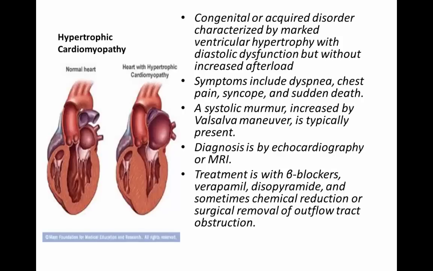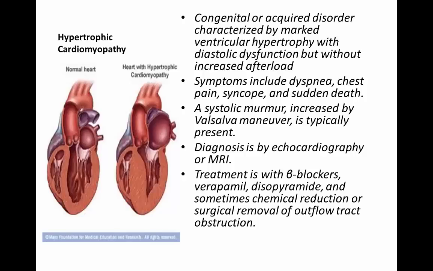Now let's talk briefly about the different types of cardiomyopathies, pericarditis, myocarditis, and endocarditis. I already posted a video presentation on them, but let's talk briefly about it again. Remember that hypertrophic cardiomyopathy is congenital, but it could also be acquired, and is characterized by marked ventricular hypertrophy with diastolic dysfunction, not systolic, but without increased afterload.